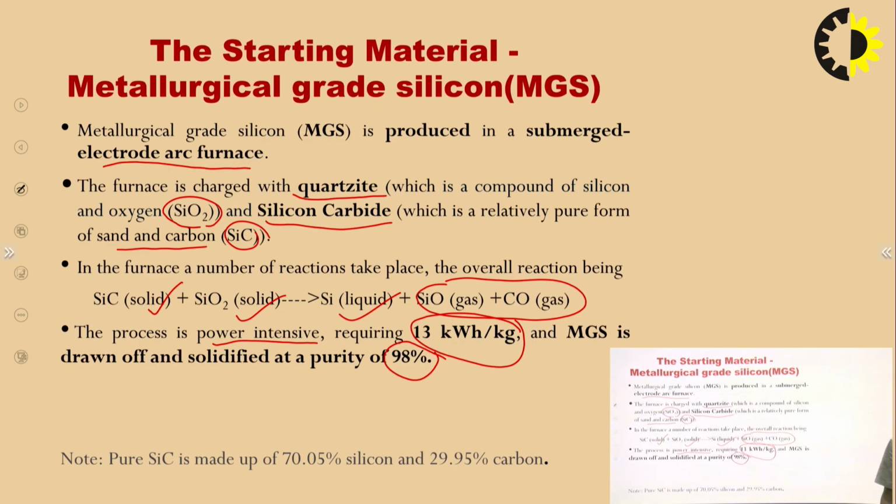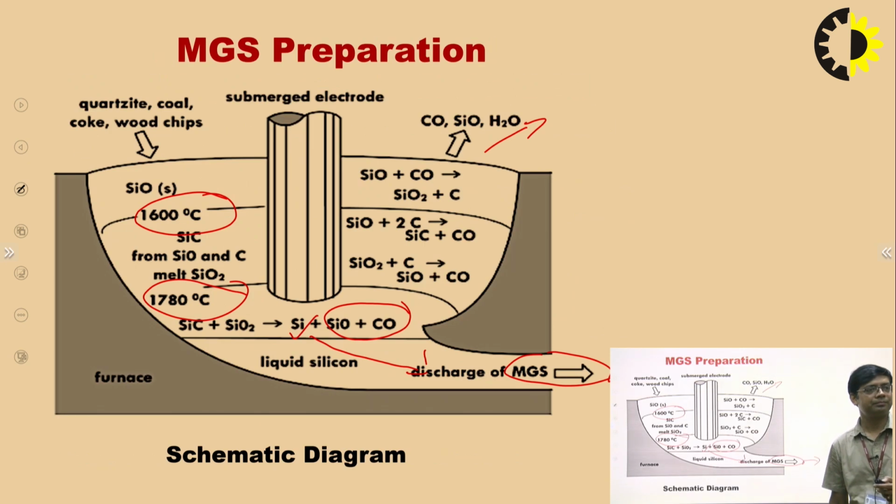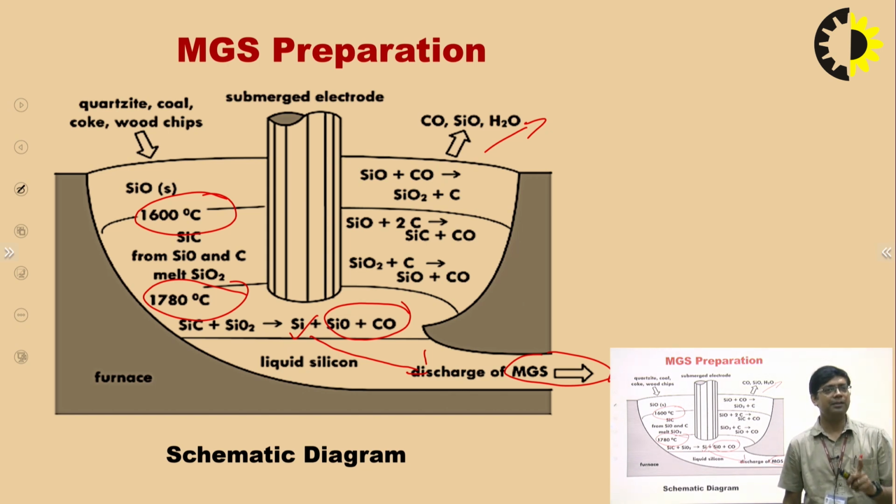So this is how MGS is produced using raw material quartzite and silicon carbide at a very high temperature, and the output of the reaction is silicon in the liquid form and SiO and CO in the gaseous form, which are taken out.